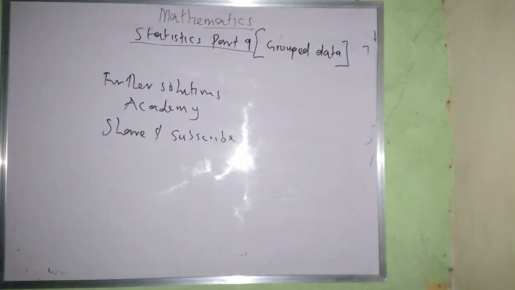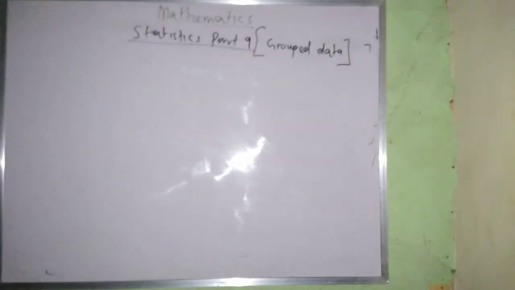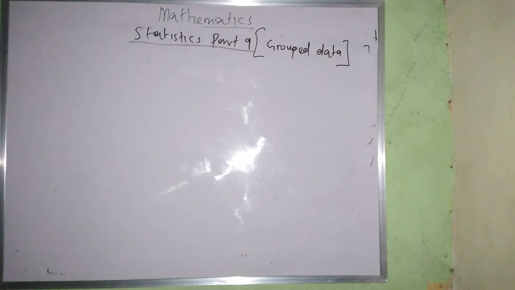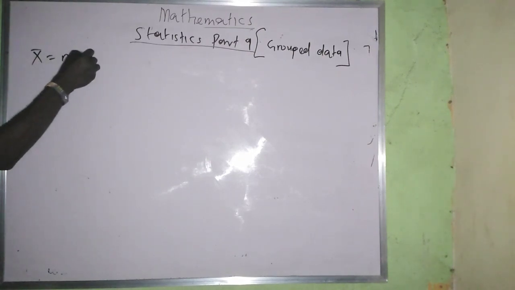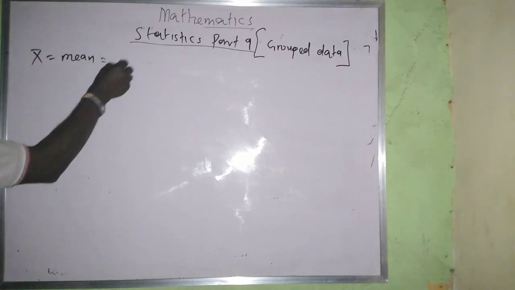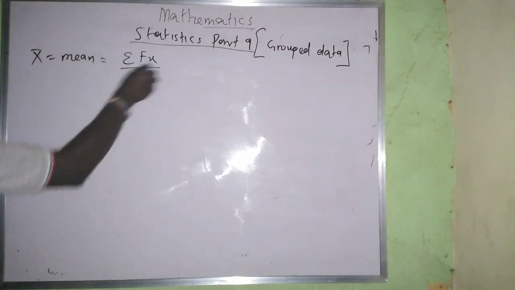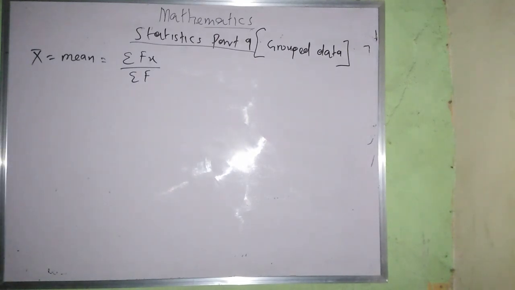Now, I want to achieve those things. The first one is what? Mean and median. Before I give an example, I will state the formula first. The first one is mean. If I should achieve my mean, my mean is always equal to x bar. That is the symbol for mean. It means summation of f s all over summation of f. That is very, very important.